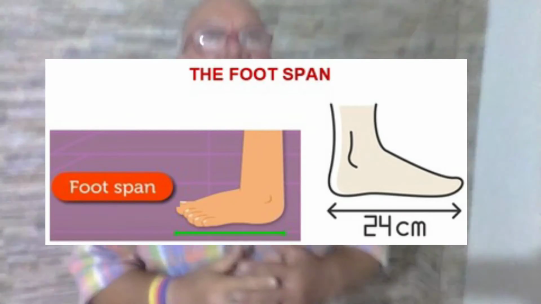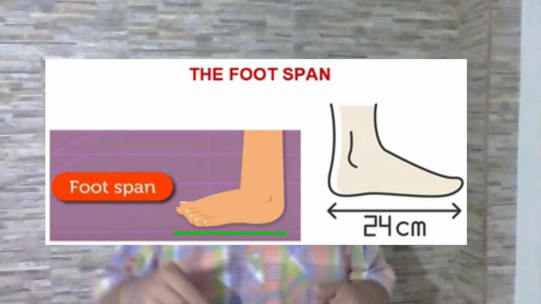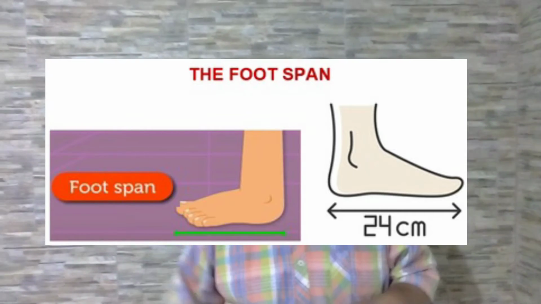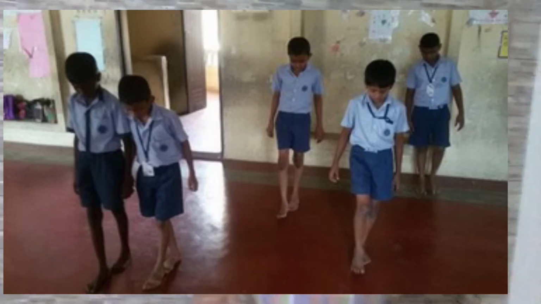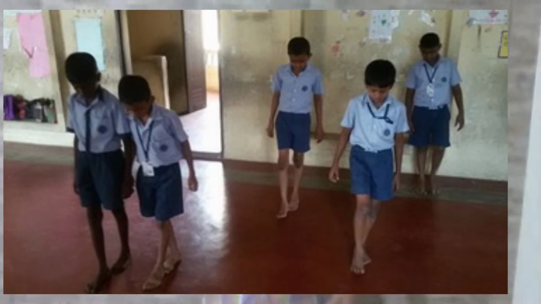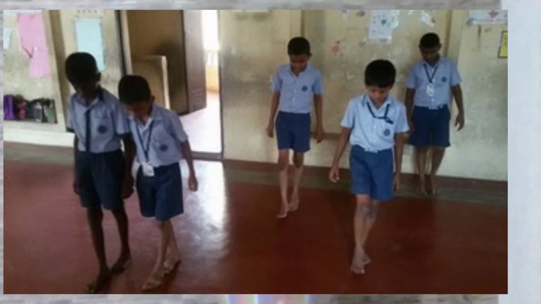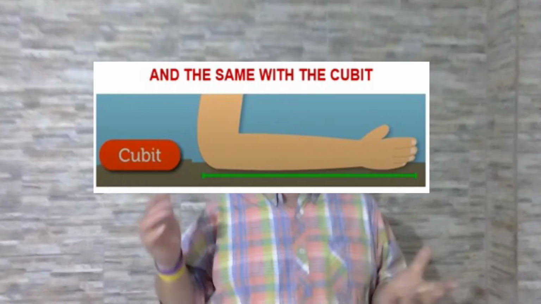The foot span. If we want to measure a distance between 2 points on the ground, using the foot span, we proceed in the same way we did with the hand span. And the same with the cubit.